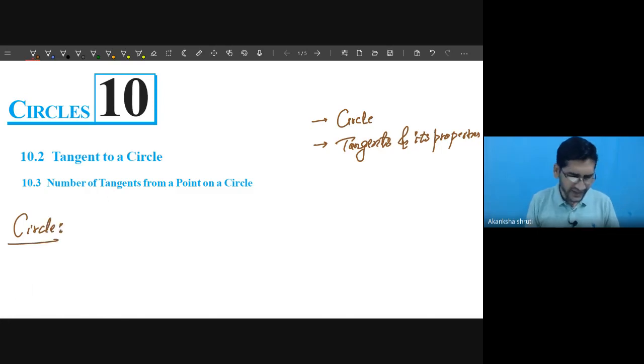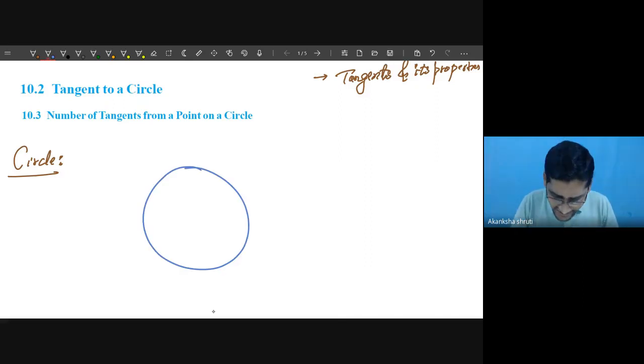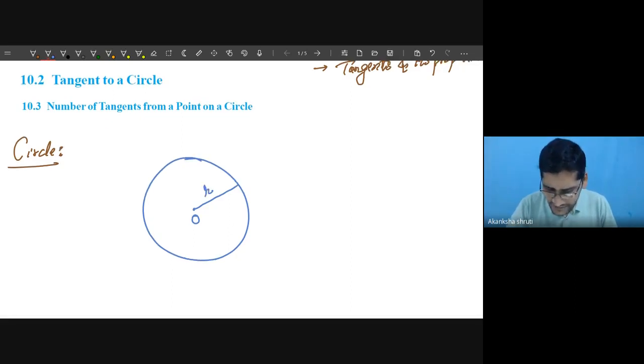We had learned earlier that a circle is a path formed by a moving point such that its distance from a fixed point is always constant. That fixed point from which distance is measured is called the center of the circle, and the constant distance is called the radius of the circle. Therefore, a circle is commonly denoted by C with center O and radius R.